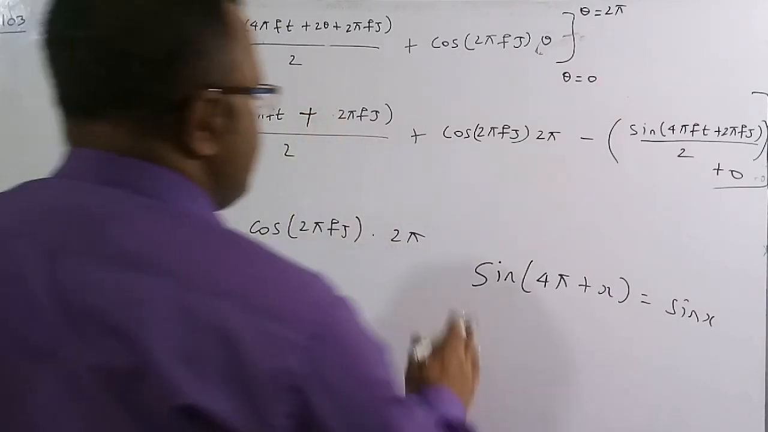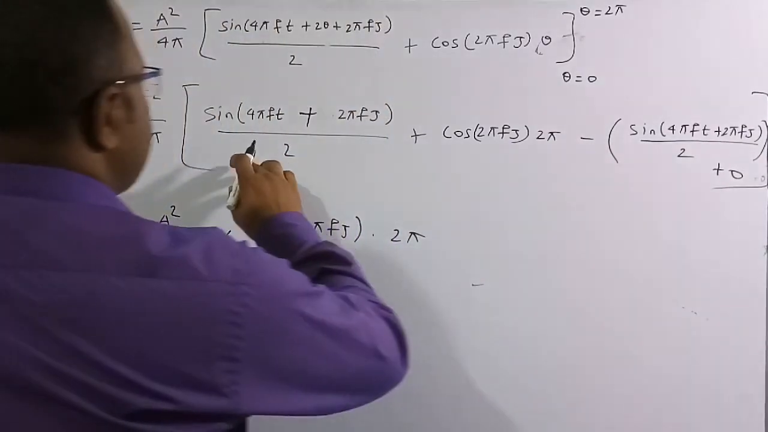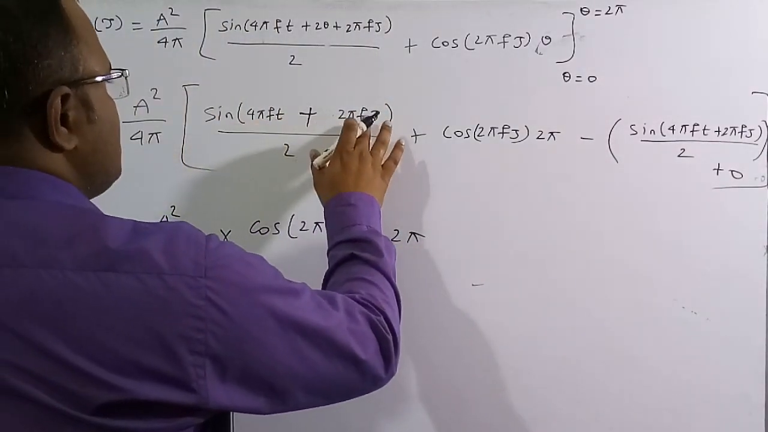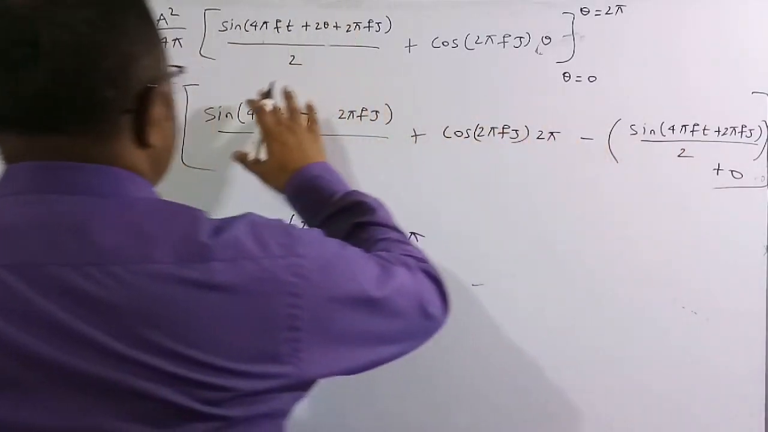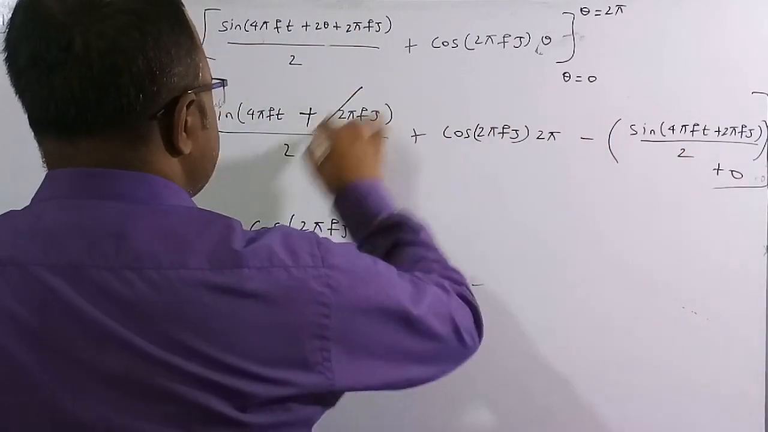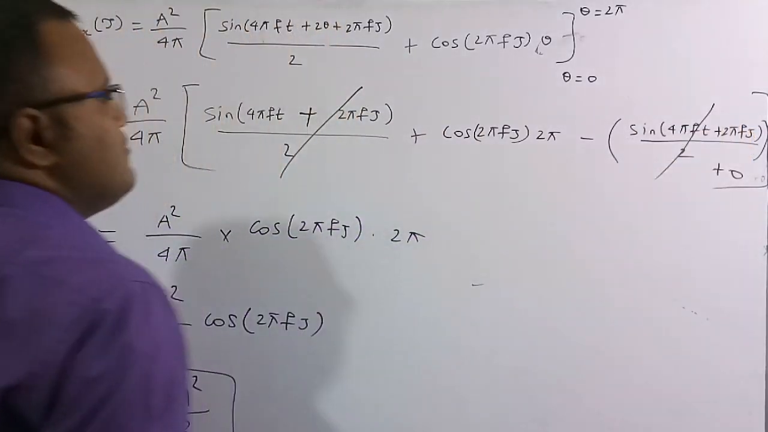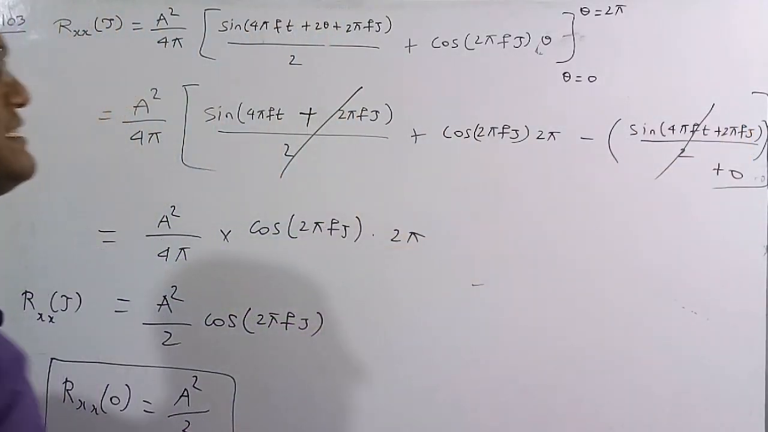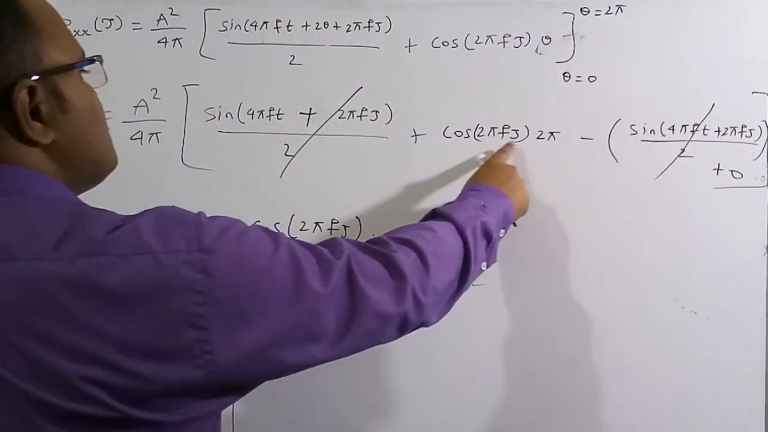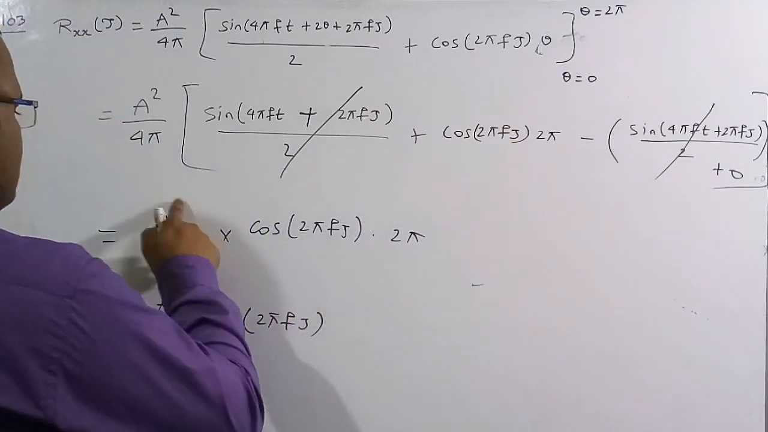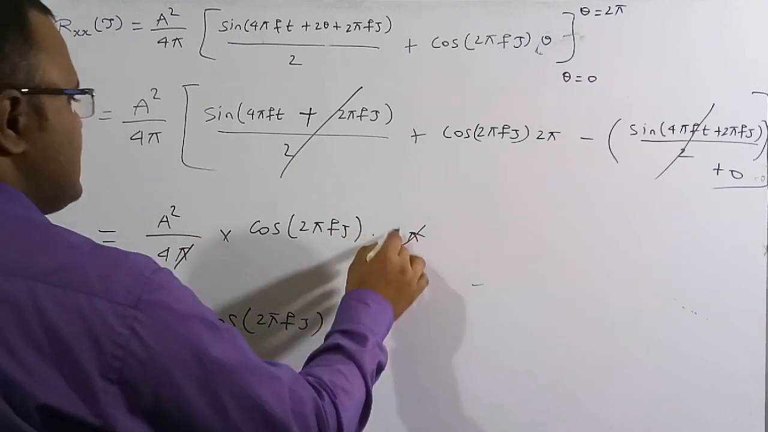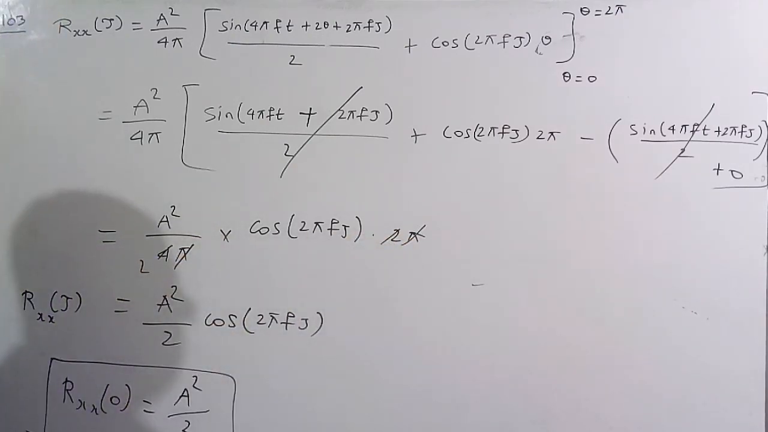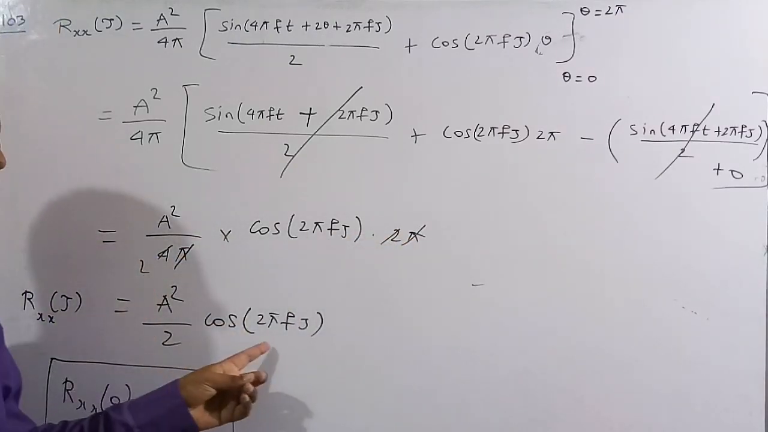If you see carefully, these two are the same: sine 4 pi f t plus sine 2 pi f tau by 2 is equal to minus of this thing. So plus and minus get cancelled, and these two are cancelled. The only thing present in this bracket is cos 2 pi f tau into 2 pi. So A square by 4 pi into cos 2 pi f tau into 2 pi. The pi cancels and the 2s cancel, so finally we get A square by 2 cos 2 pi f tau.